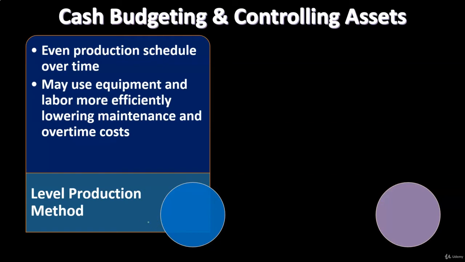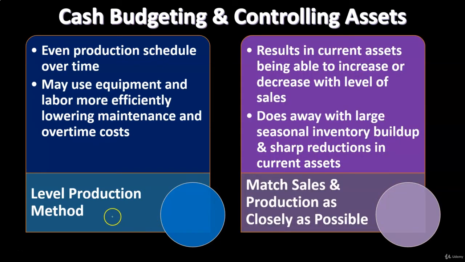So now let's take a look at production methods. We're going to be comparing and contrasting the level production method and matching sales and production as closely as possible. So let's read through these first and we'll talk about them in a little bit more detail. So you could have a level production method. That's going to be the case where you have an even production schedule over time, may use equipment and labor more efficiently, lowering maintenance and overtime costs. Or you could try to match sales and production as closely as possible, and that could result in the current assets being able to increase or decrease with the level of sales. It does away with large seasonal inventory buildup and sharp reductions in current assets.